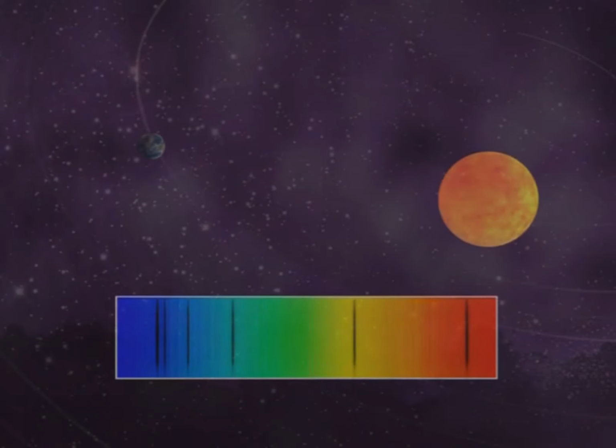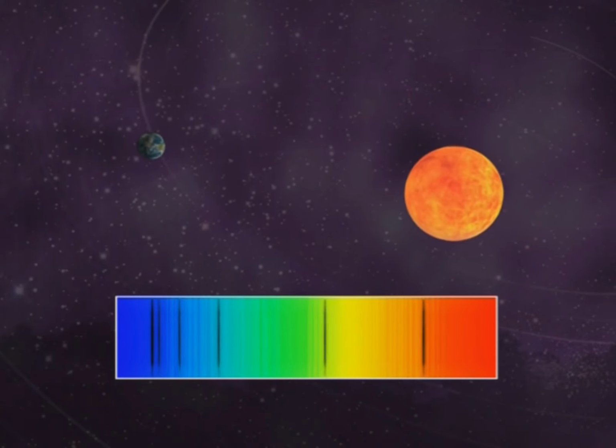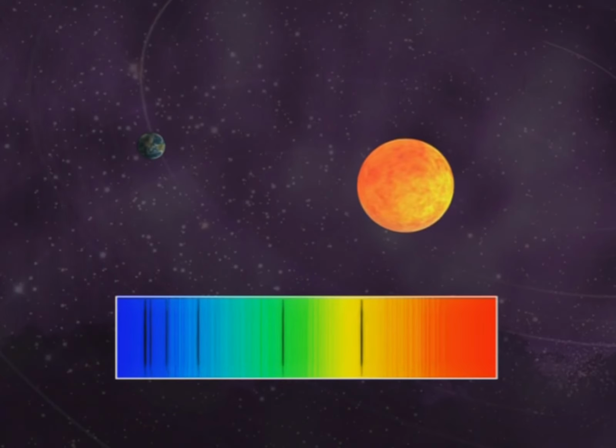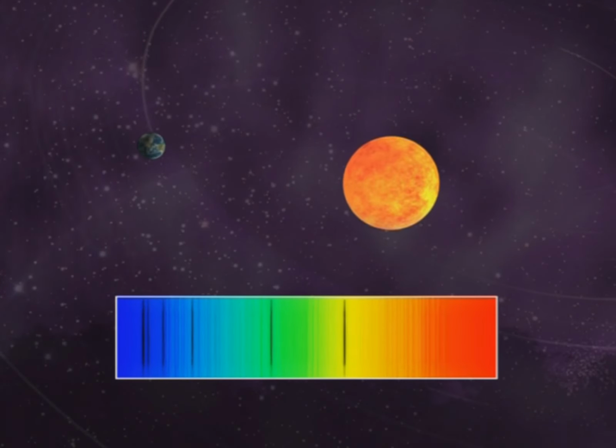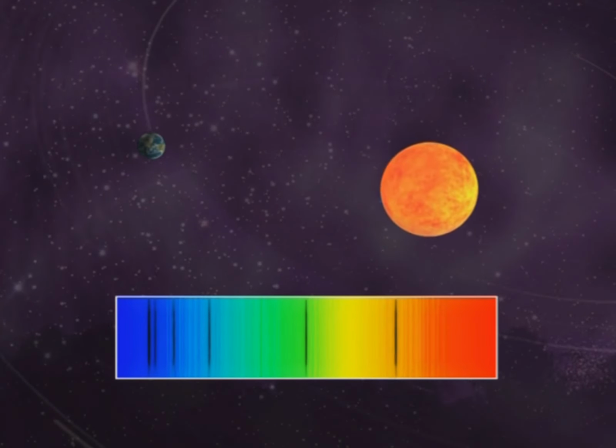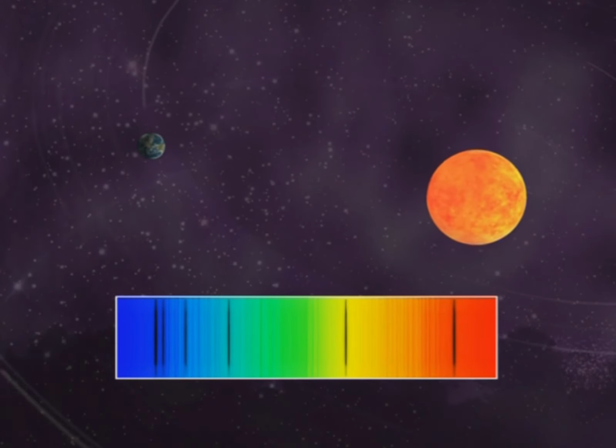And we also use these dark lines to determine if a star is moving towards us or away from us. If a star is moving towards us, the dark lines are shifted very slightly toward the blue end of the spectrum, while if the star is moving away from us, the lines are shifted very slightly to the red.